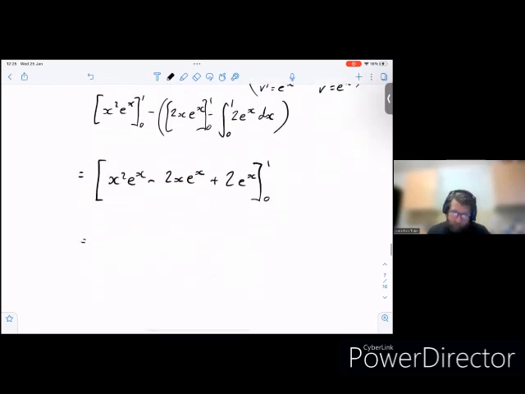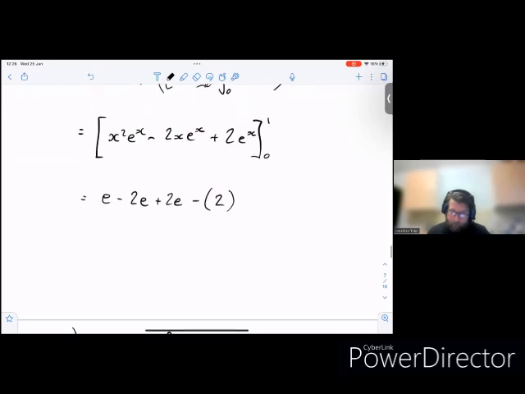Sub in the 1, we get e to the 1 minus 2e to the 1 plus 2e to the 1. Take away, well, any term with an x in it will vanish here because we're subbing in 0. So we're just left with the 2e to the 0, which is 2. So we've got e minus 2e plus 2e minus 2, so that becomes e minus 2.